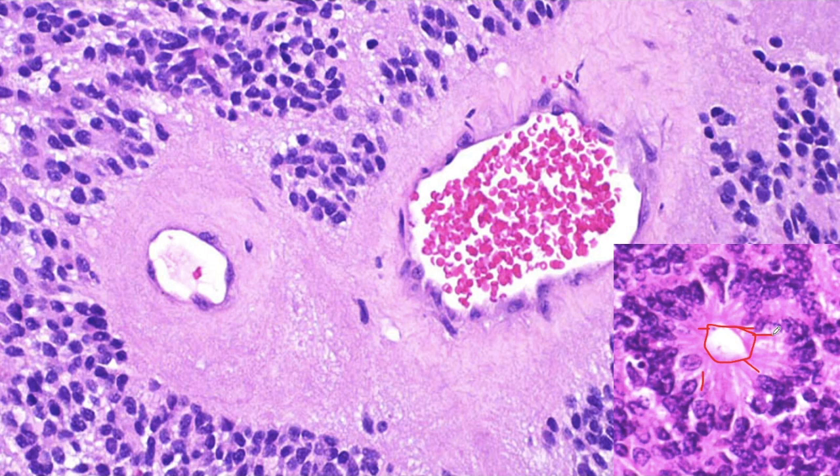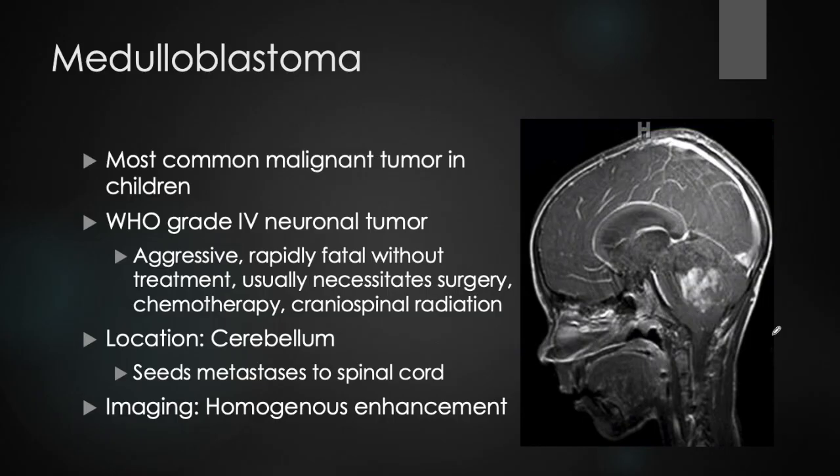On electron microscopy, ependymomas can show basal ciliary bodies found near the nucleus, but this is not seen on light microscopy. Medulloblastomas are the most common malignant brain tumor in children. They're an aggressive WHO grade 4 neuronal tumor.